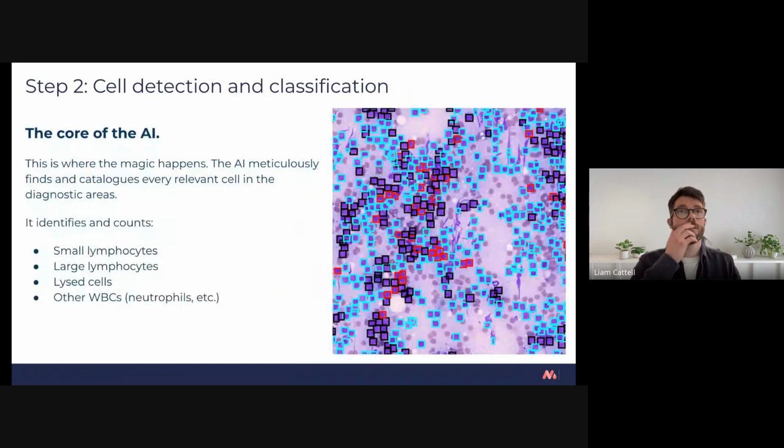Next. Step two is the cell detection and classification part of the pipeline. This is really the core of the AI, where the magic happens, as I put it, where the AI is meticulously detecting and cataloging every relevant cell in those good quality diagnostic areas. So it's identifying and counting small lymphocytes, large lymphocytes, lysed cells, other white blood cells, neutrophils, eosinophils, trying to identify mitotic figures in there as well to get a more complete picture of what's going on. Next.